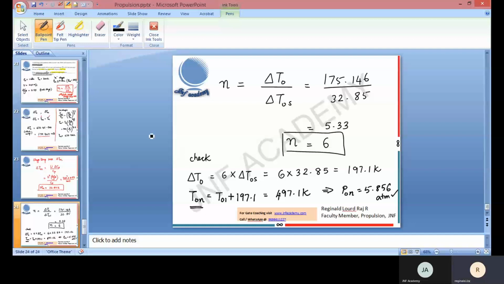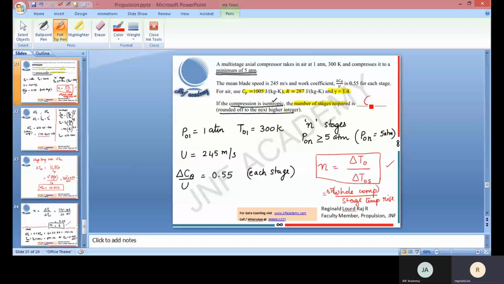So by the way, this is just to check your answer. Okay, if your answer really makes sense. Yes, the final answer is n is equal to 6. Let me write the answer here. You need 6 stages. So that completes our discussion on propulsion.